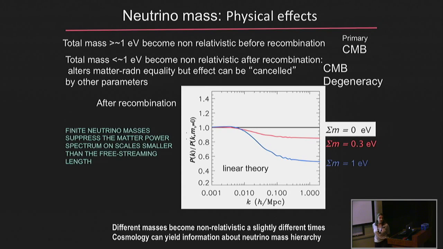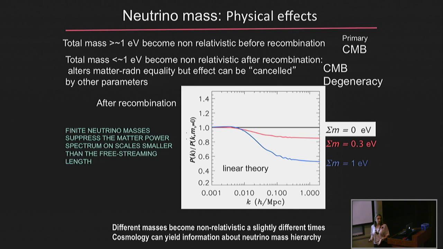What are the physical effects in cosmology of neutrino masses? Neutrinos with a total mass above 1 eV become non-relativistic before recombination, so one should see that in the primary cosmic microwave background, and indeed this has been done. Total mass below 1 eV become non-relativistic after recombination, so it alters the matter-radiation equality, but the effect can be cancelled by degeneracy through other cosmological parameters if you only look at the cosmic microwave background.